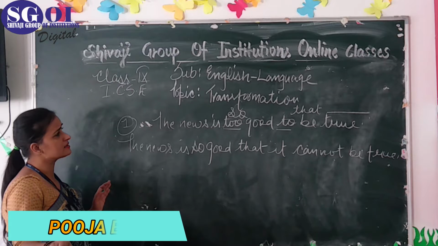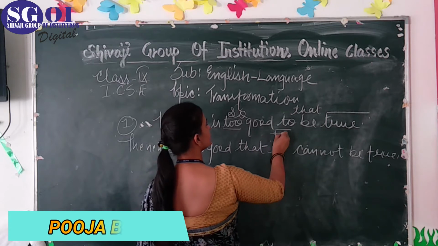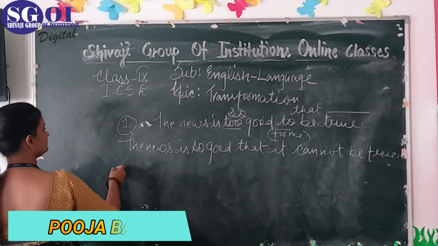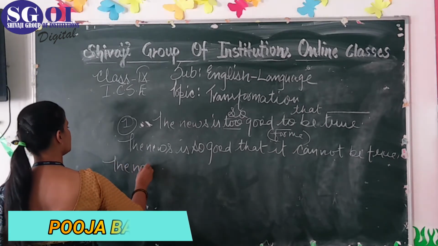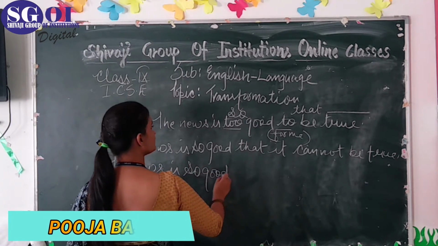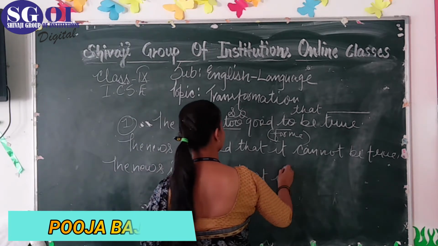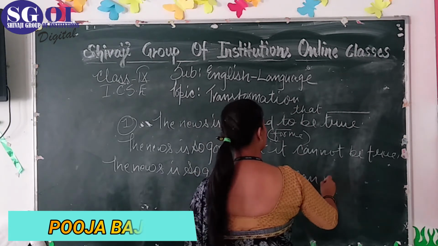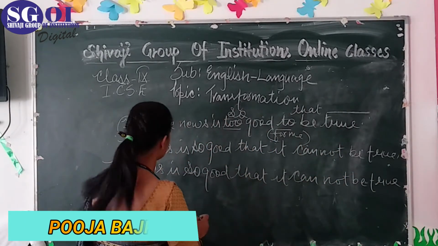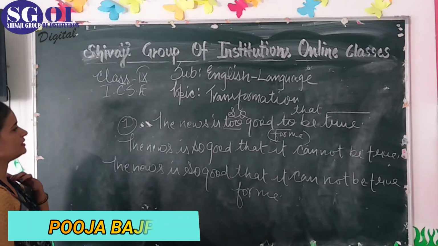If the sentence is like this, 'The news is too good for me to be true', what is written over here? 'For me'. So how can you change the sentence? The news is so good that it cannot be true for me. Fine, so this is the sentence.